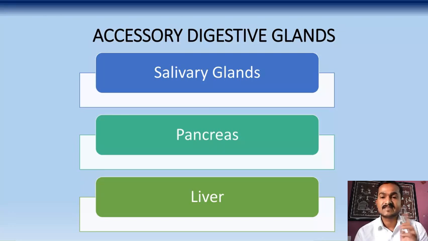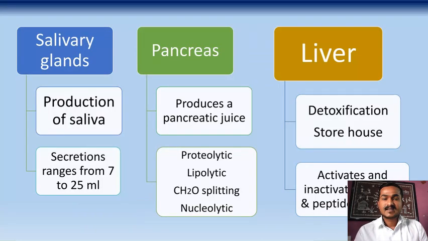So this is all about the alimentary canal, and there are some associated digestive glands that also participate: the salivary gland, present inside the beak or mouth; the pancreas, present at the junction of the small intestine; and the liver, present in between the crop and gizzard. Understand? These are the digestive glands that participate in the digestion of food material by releasing digestive juices. Clear? Now the next one, their special functions: the salivary gland produces saliva, with secretion ranging from 7 to 25 ml. The pancreas produces pancreatic juices, which are essential for proteolytic, lipolytic and nucleolytic enzymes. It digests protein, lipids and nitrogenous bases.